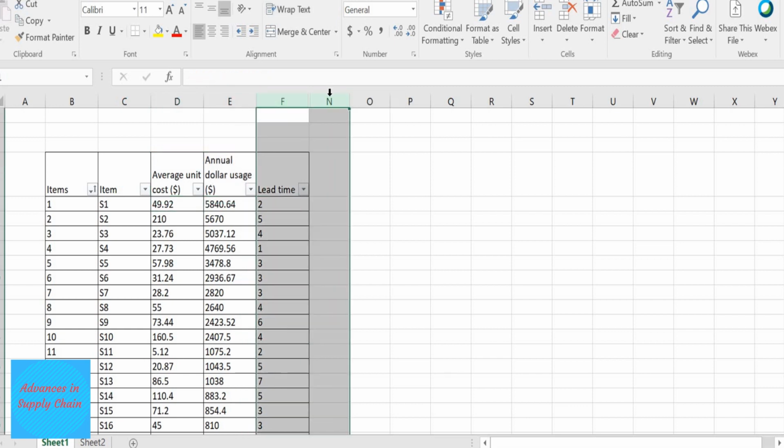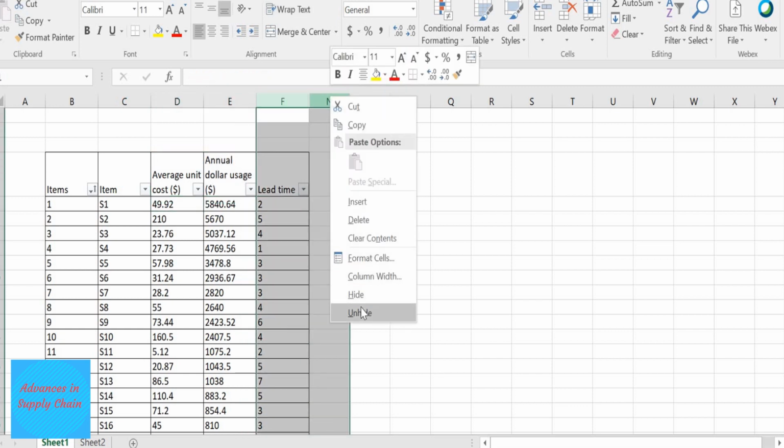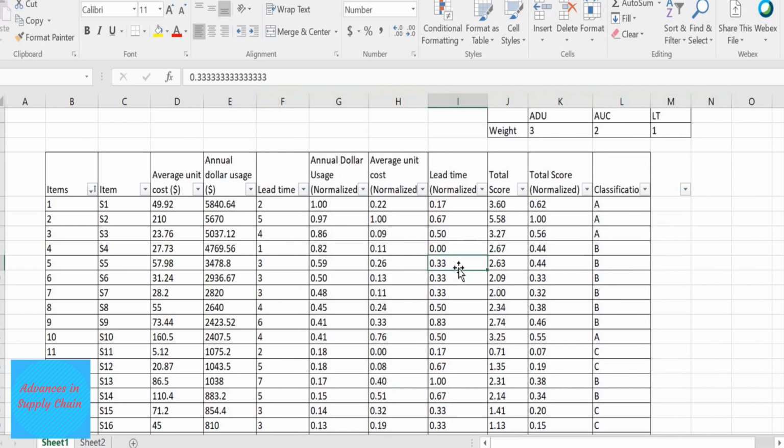Next, I'm going to unhide a table. I converted each of the values on all three criteria into a scale of 0 to 1. We call it normalization. That gives us easy comparison between different values. I did this for annual dollar usage, average unit cost, and lead time as well.